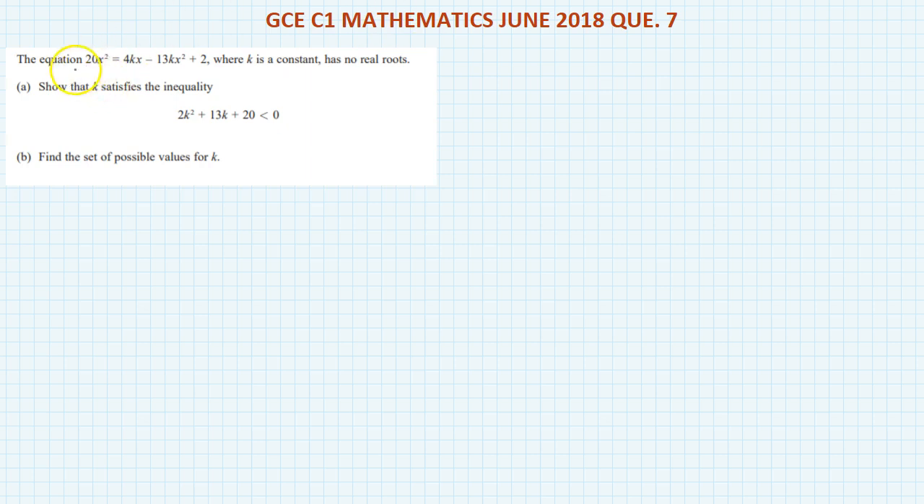The question is that the equation 20x squared equals 4kx minus 13kx squared plus 2, a quadratic equation, has no real roots. So it has no real roots.